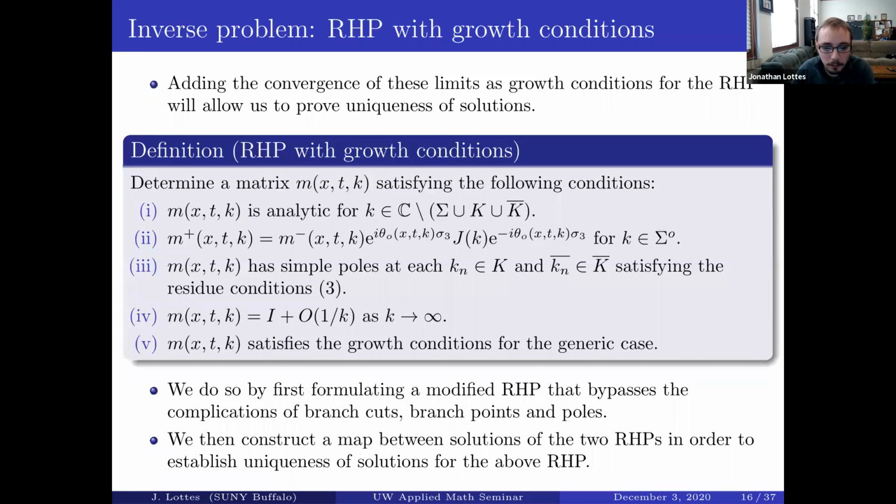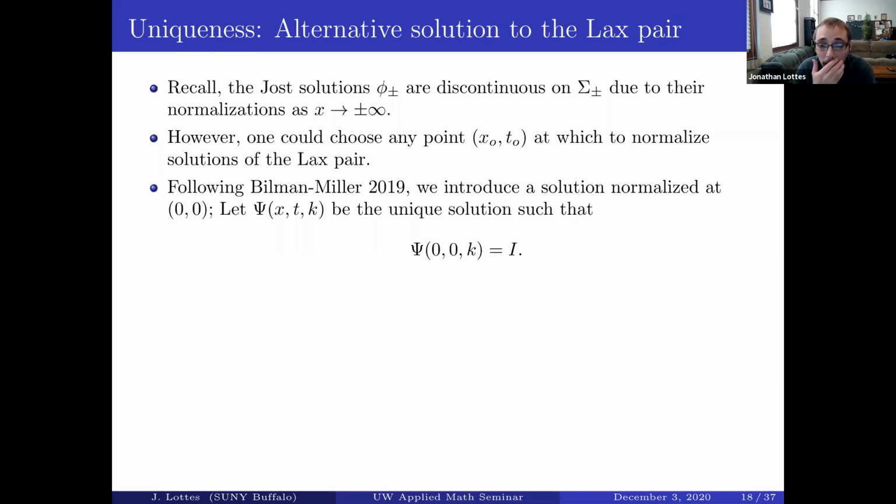So just to recap, we want to prove uniqueness now of this new Riemann-Hilbert problem with these added growth conditions for the generic case. I mentioned before when I introduced the O solutions that they're discontinuous across the branch cuts, and that was again because of this normalization. We're normalizing them to be plane waves at plus or minus infinity, and those asymptotic scattering problems are branched.